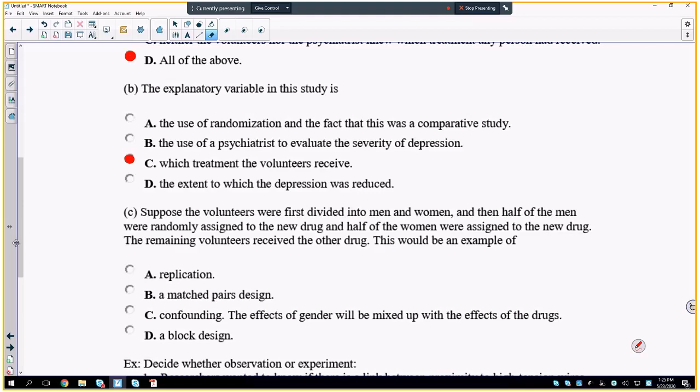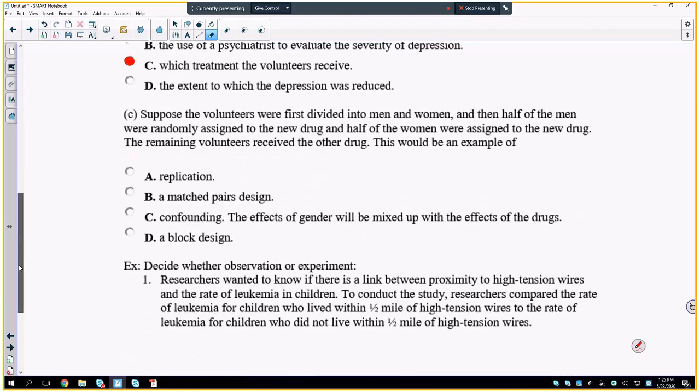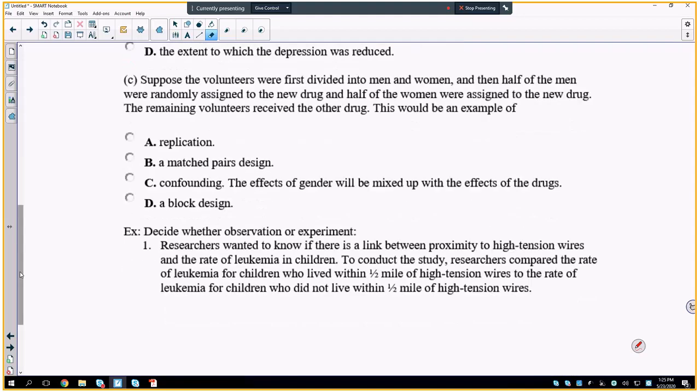Suppose that the volunteers were first divided into men and women, and then half of the men were randomly assigned to the new drug, and half of the women assigned to the new drug. The remaining volunteers received the other drug. This would be an example of, this should be a block design. So what were our choices? Replication. Well, we didn't repeat the experiment more than once, so it's not replication.